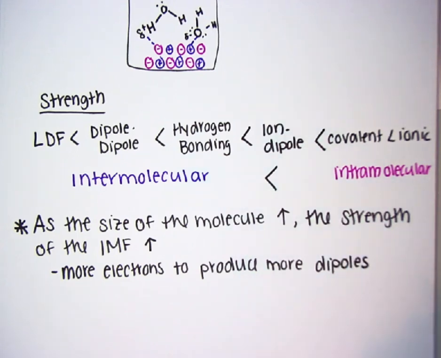So think back to that picture we looked at for LDF. We have the electrons that are constantly moving. If we have that asymmetrical distribution of electrons, we can induce a dipole moment. Well, the more electrons you have, the more dipole moments we can have. The more dipole moments we have, the stronger that attraction is going to be.